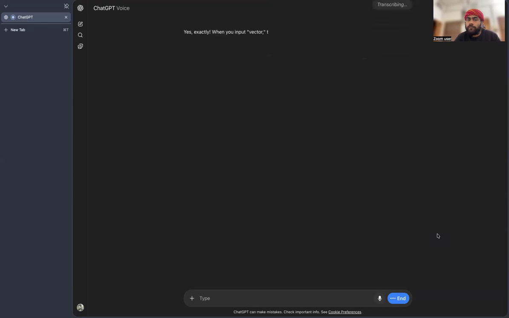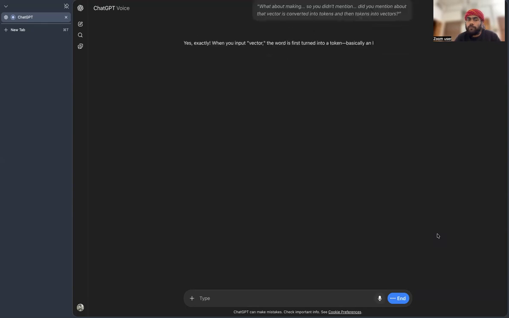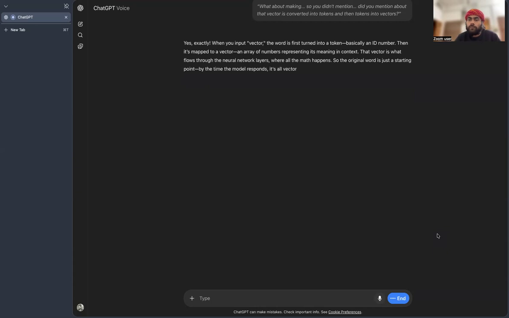Yes, exactly. When you input a word, it is first turned into a token, basically an ID number. Then it's mapped to a vector, an array of numbers representing its meaning in context. That vector is what flows through the neural network layers, where all the math happens. So the original word is just a starting point. By the time the model responds, it's all vector math at work.